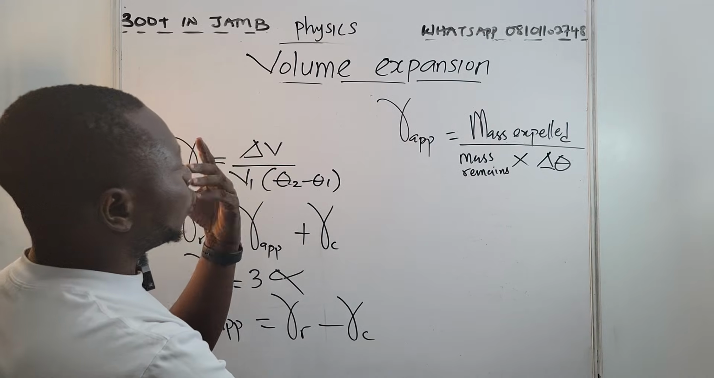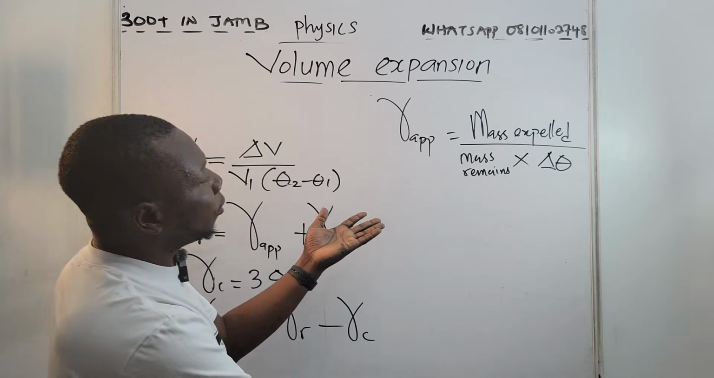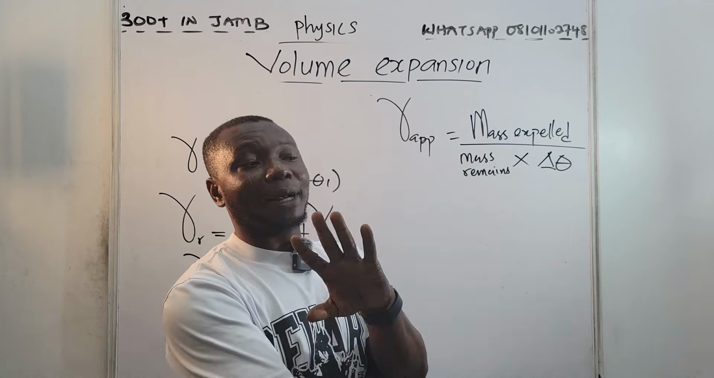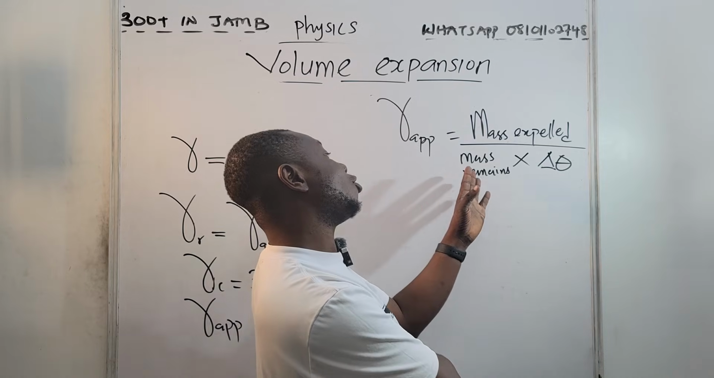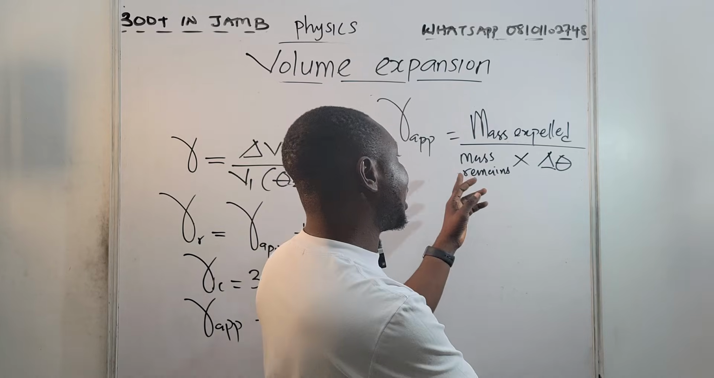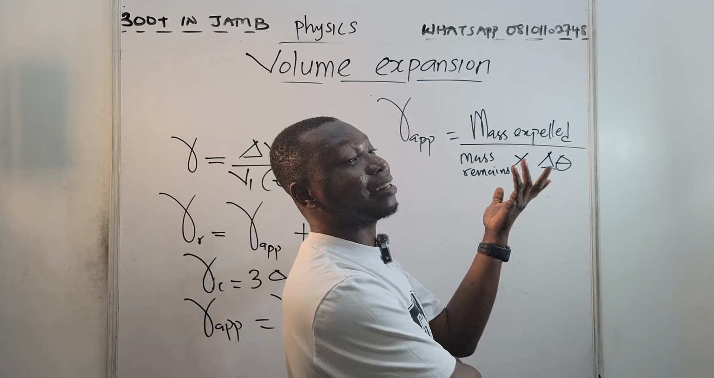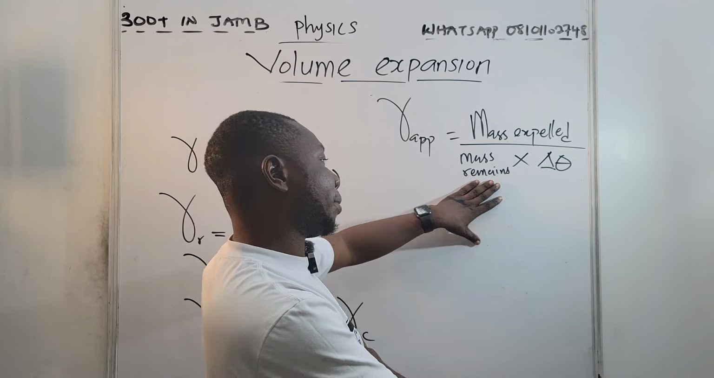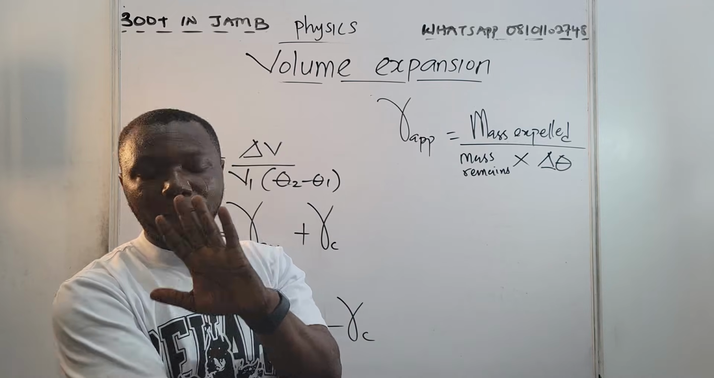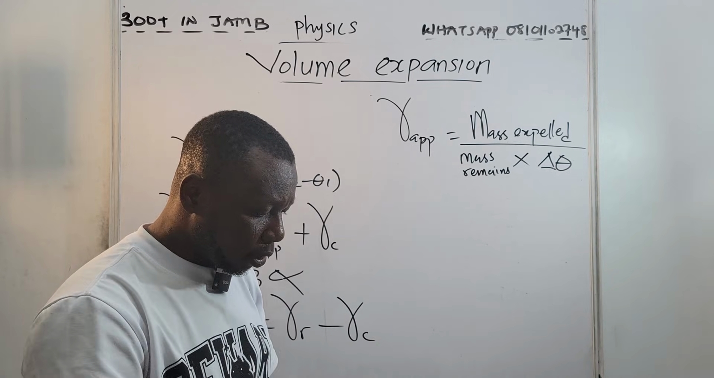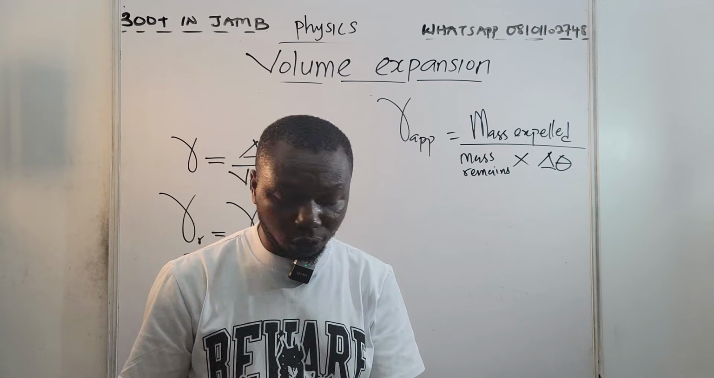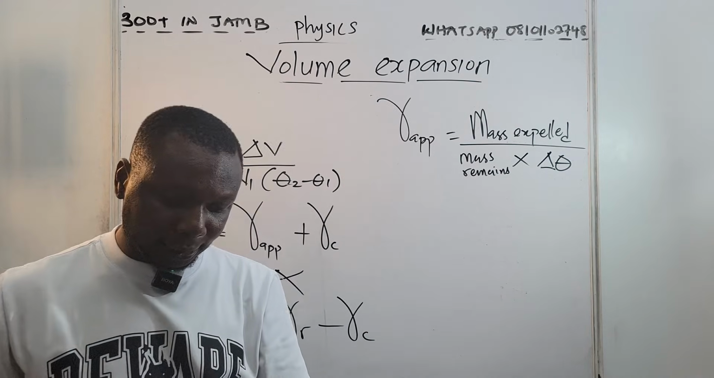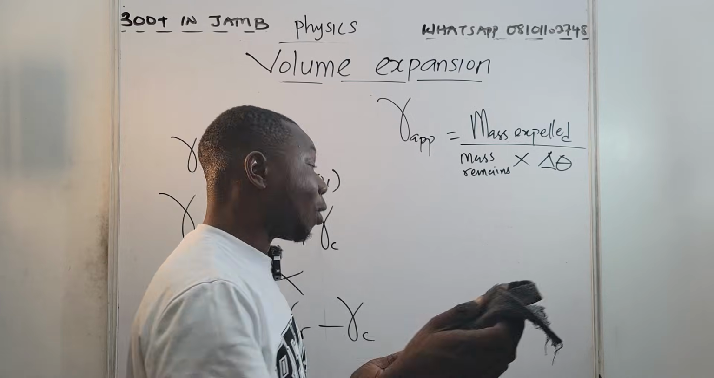Most questions I will be giving, a particular mass will be given to you, and a particular value of mass will be expelled. From there, you can get the mass that is left. Most textbooks use what we call the mass remaining or mass left, so don't be confused. Let's see some problems to clarify what we have been saying so far. 1996, I think this is WAEC 1C.